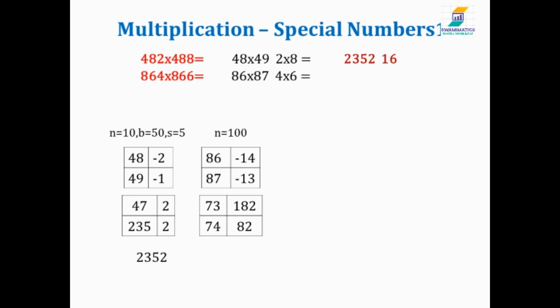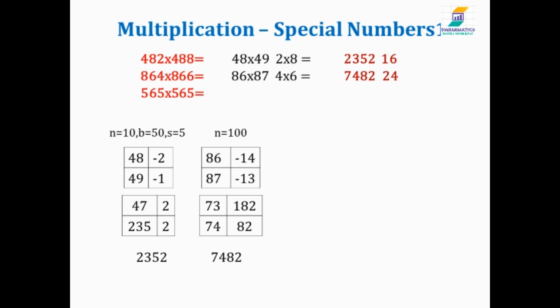Since the number of zeros in the base is 2, 182 should be restricted to a 2-digit number. So retain 82. 1 gets added to 73. It becomes 7482. Right? So it is 7482 and 4 into 6 is 24. Right? Now, take one more example.